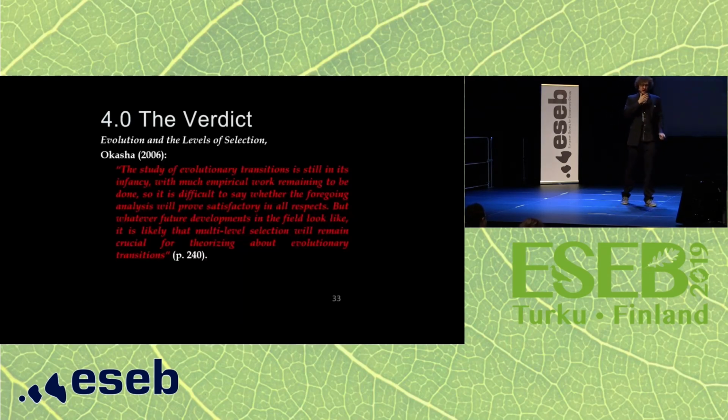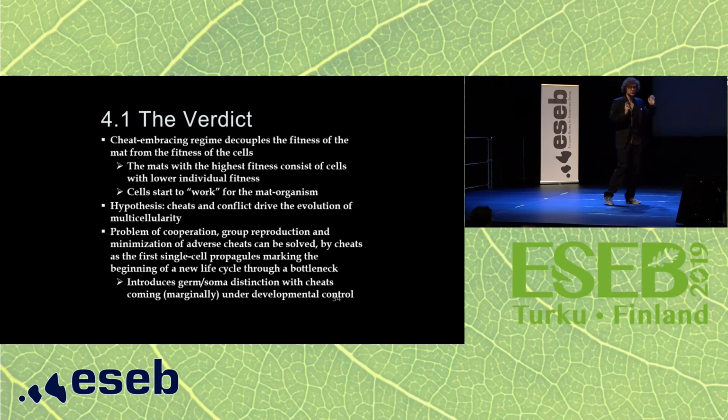Well, Sahotra Sarkar... rather, Samir Okasha in his book finished his last section on the major transitions with the following conclusion in 2006. The study of evolutionary transitions is still in its infancy, with much empirical work remaining to be done. So it is difficult to say whether the foregoing analysis will prove satisfactory in all respects. But whatever future developments in the field look like, it is likely that multi-level selection will remain crucial for theorizing about evolutionary transition. So what is the conclusion?